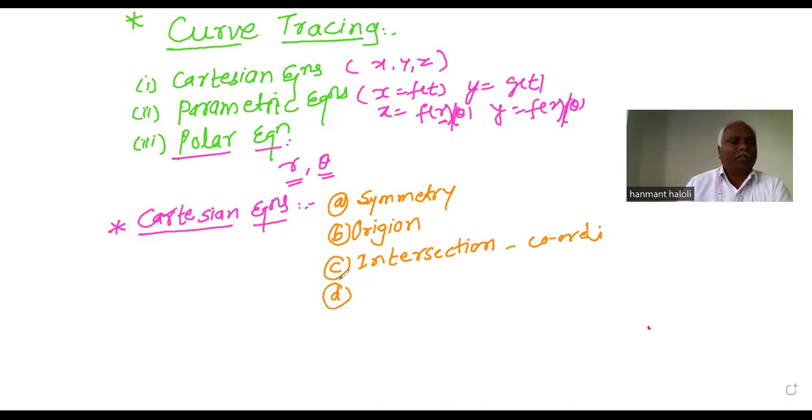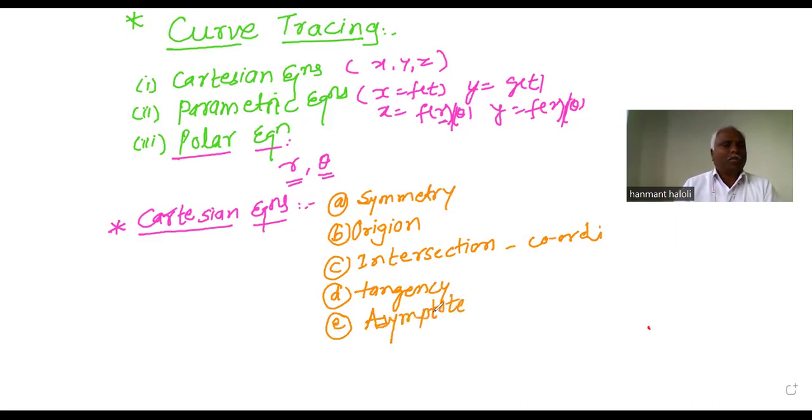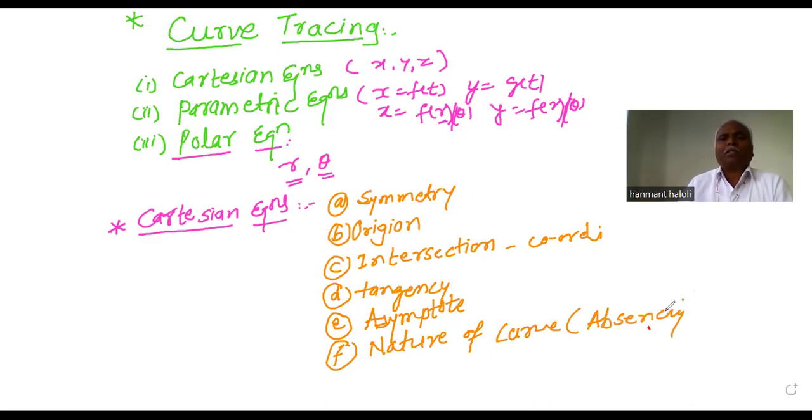Fourth point is the tangent to the curve. Check whether the curve has a tangent, and whether the tangent is parallel to the x-axis or y-axis. The next point is the asymptote: identify whether it is parallel to the x-axis, y-axis, or any other line. The last point is the nature of the curve, also called absentship: where the curve is absent and where it exists, identified from the equation.